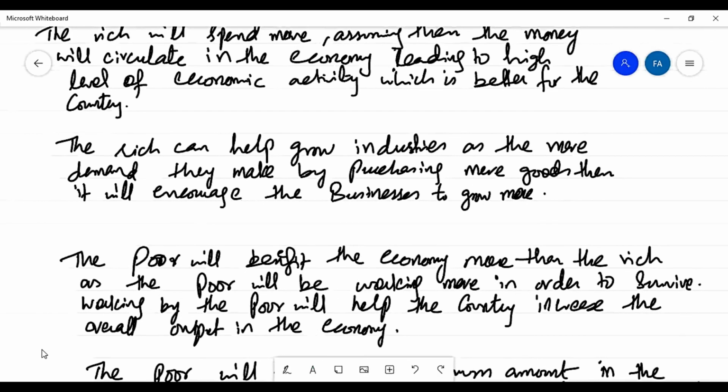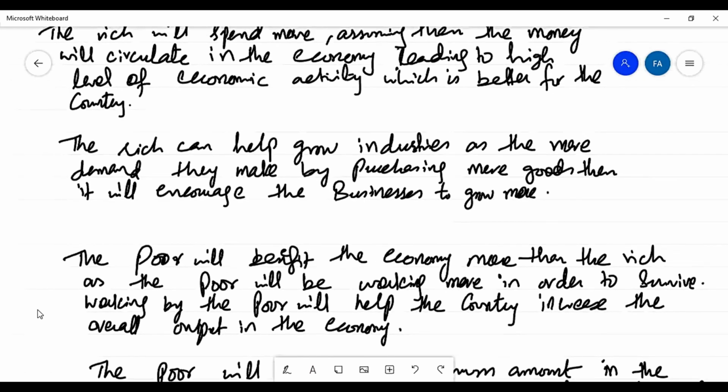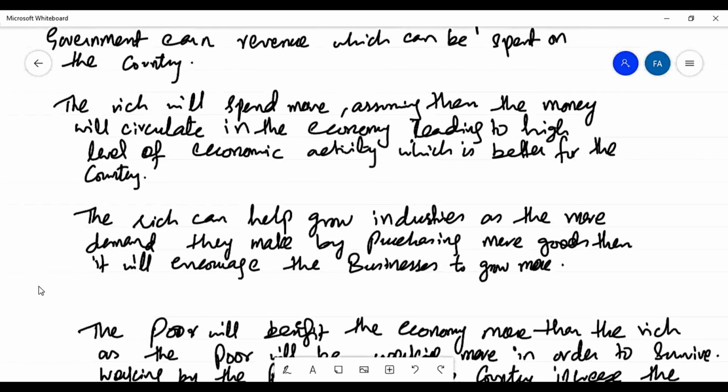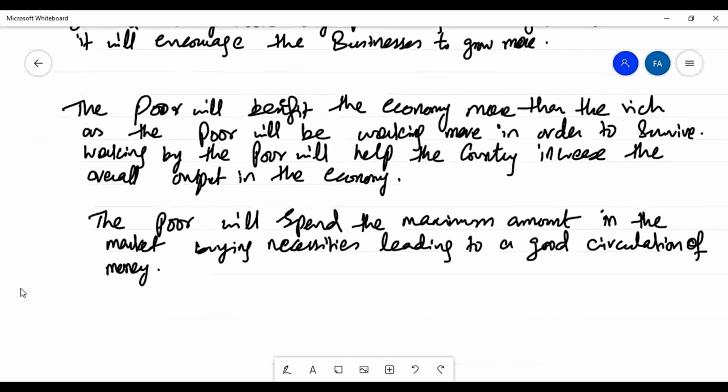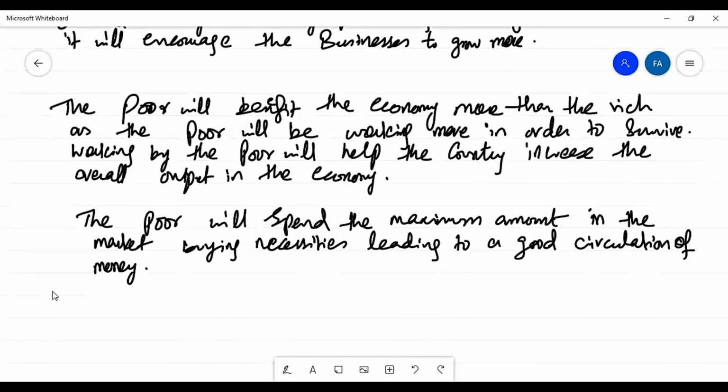Somehow, the second advantage of rich and poor are related, because the rich will help the country have more economic activity, which is better for the country. But in this case, the rich will spend a lot on luxurious things, on cars, ACs, laptops, smartphones. But the poor will spend more to keep up with necessities which are there in the market.